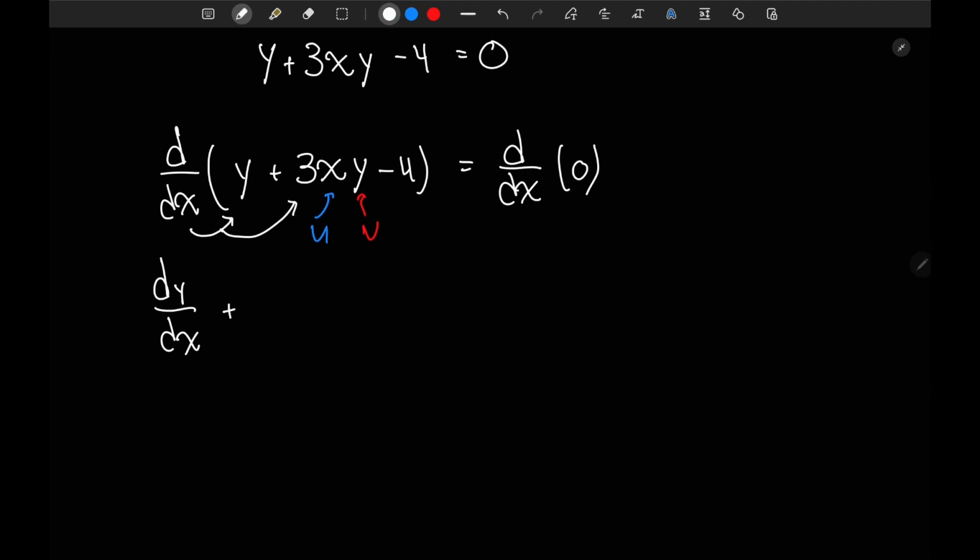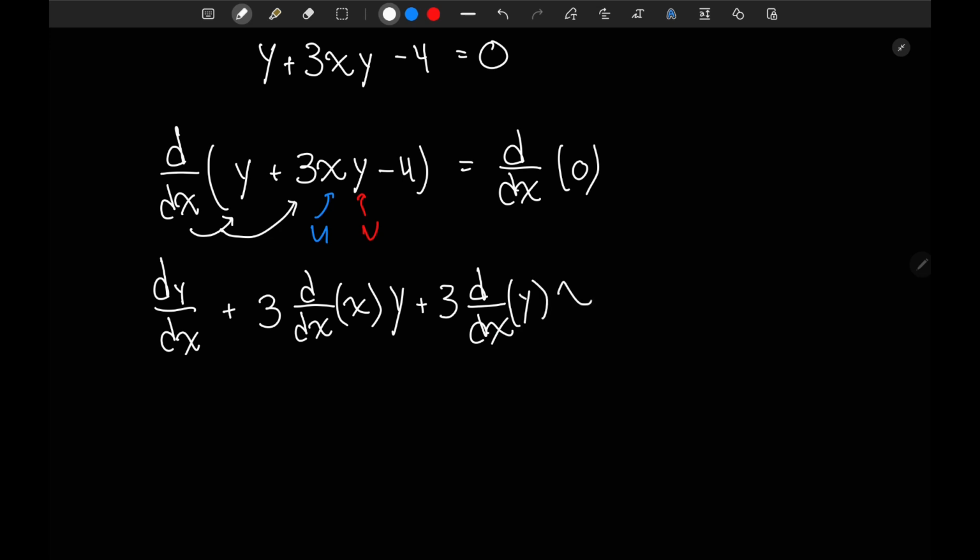Let's take the derivative of the first term, so we can leave the 3 out front. We're going to take the derivative with respect to x of x, and then multiply that by the y, and then we'll add, leaving the 3 out front again, the derivative of the second term multiplied by the first term, x. And then the derivative of -4 is just a constant, so we don't need that. And the derivative of 0 on the other side is just 0.